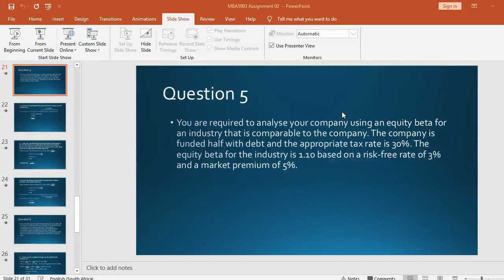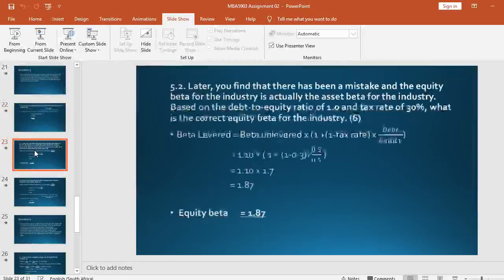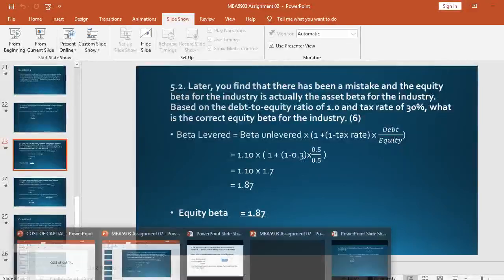And then let's look at the next one where they are saying... Why is it not moving now? It needs to move.